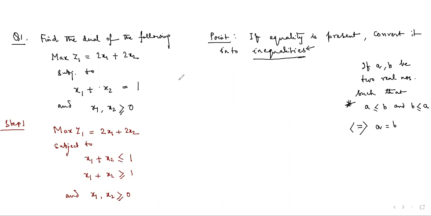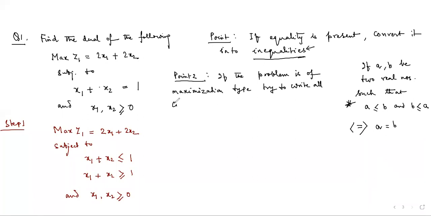Point number two is that if the problem is of maximization type, try to write all constraints with less than or equal to inequality symbol. And if any symbol is not of less than or equal type, convert it. So according to this, I'm going to write step number two.